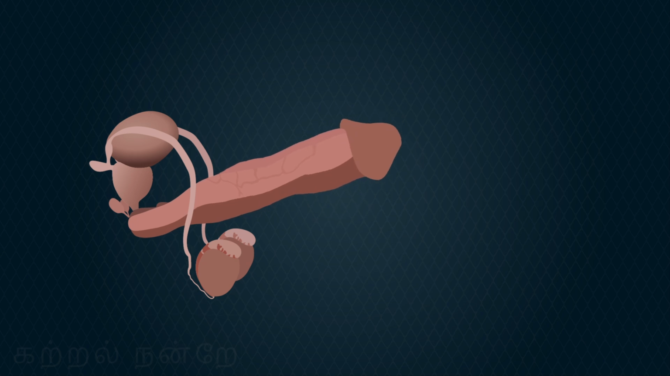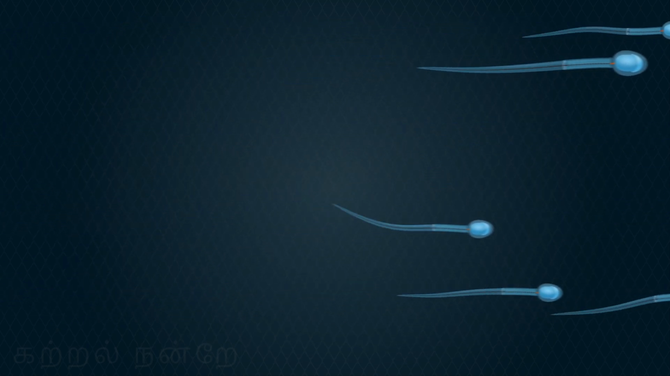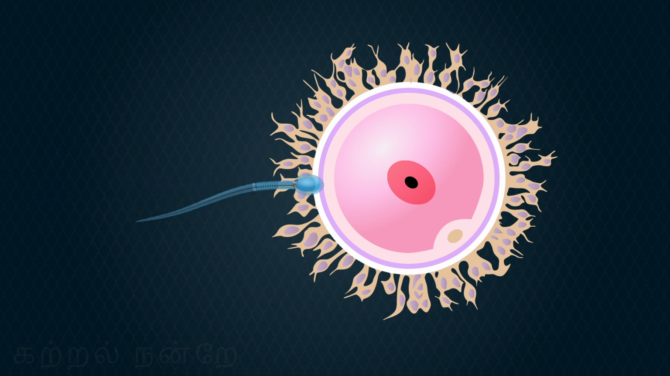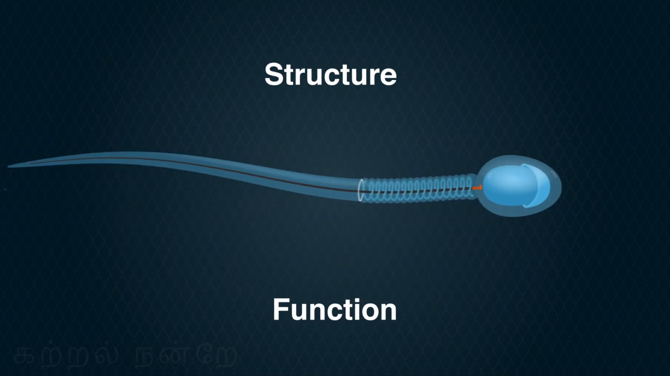During coitus, approximately 200 to 300 million sperm cells are released from the penis. Among them, a single sperm cell moves actively, outpacing the others, and fertilizes the ovum. In this video, we will discuss in detail the structure and function of the sperm cell.